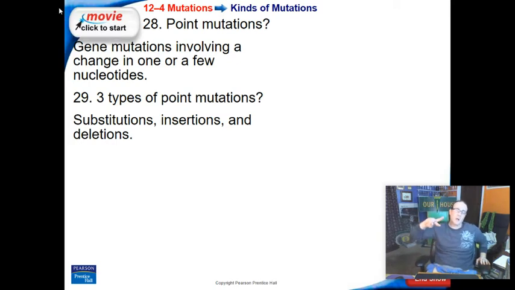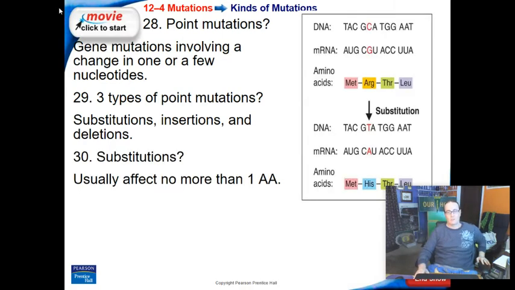Substitution does not add or remove, it just simply changes from one to the other. So an adenine could get changed to a cytosine. A thymine could get changed to a guanine. Okay, let's talk about what a substitution is.